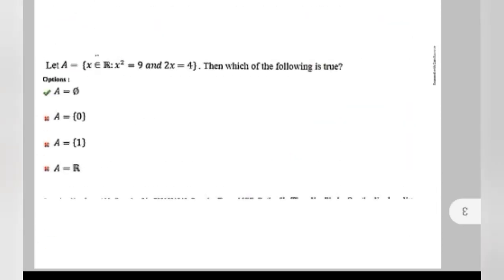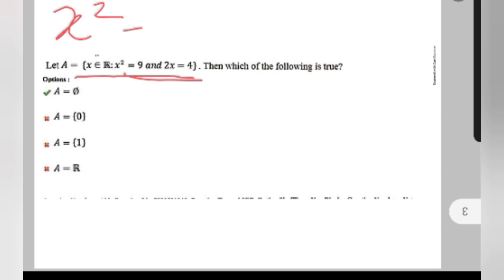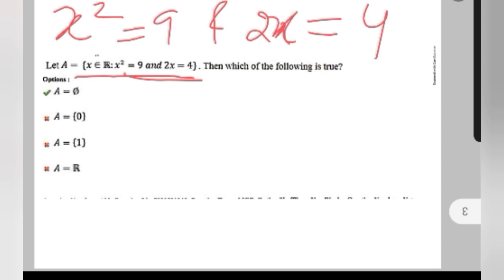Let's move to the next question. It says let A be the set, a collection of real numbers. Here I have to collect only those real numbers which satisfy this condition. The first condition says that x square should be equal to 9 and 2x should be equal to 4. Is there any real number which satisfies both conditions?